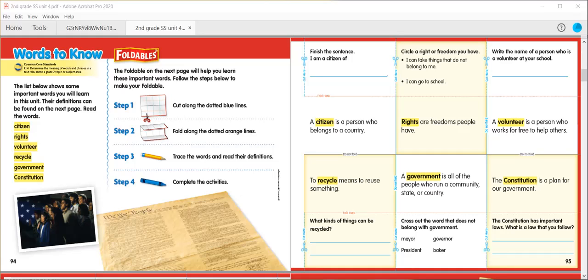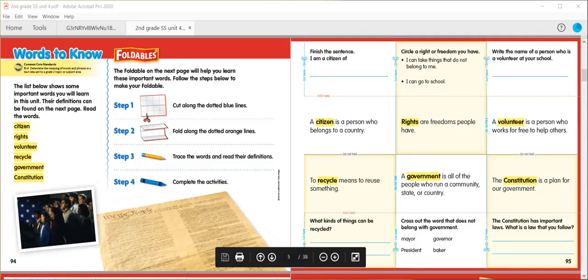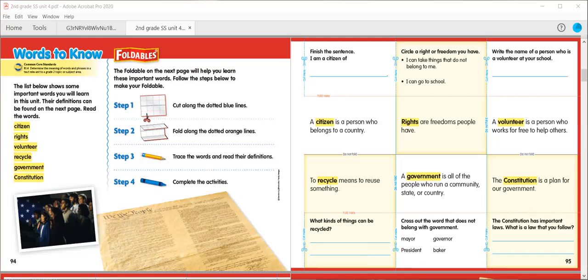Now for page 94, we're going to go over the words to know. So this is a list of important words that we're going to learn in this unit. Words to know. In this unit, you will learn many new words. Click on the vocabulary icon to play games. Now, if you're going through our website and pulling this information online, there are vocabulary games that you can play. Otherwise, our words for this unit are going to be citizen, rights, volunteer, recycle, government, and constitution.